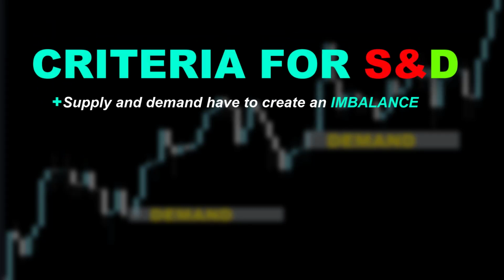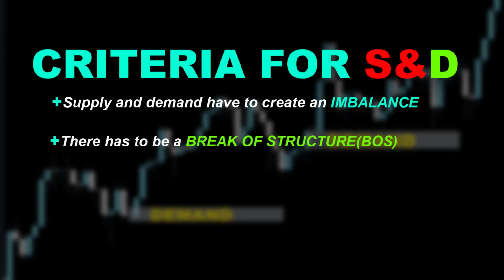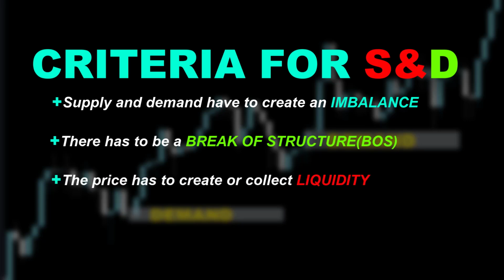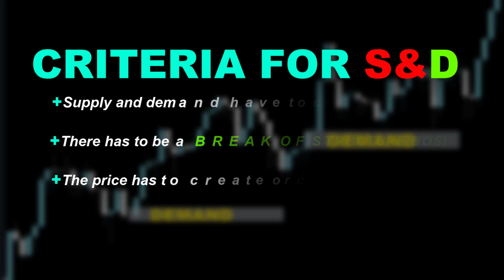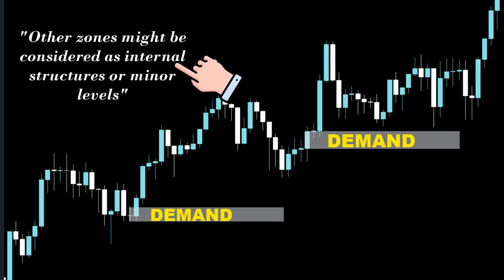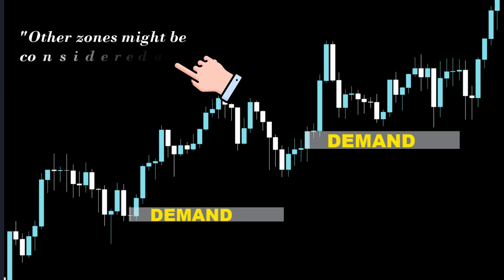Number one is that the zone must create an imbalance. Secondly, there must be a break of structural level. And finally, the price has to create or collect liquidity. These three criteria are essential for defining a key supply and demand zone in the market. So in this sense, any zone that meets these criteria is considered a key supply and demand zone, and other zones may be classified as internal structures and minor levels.